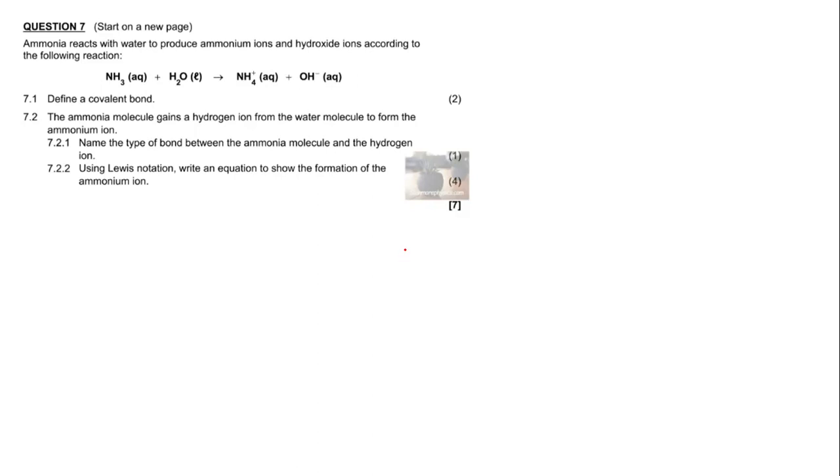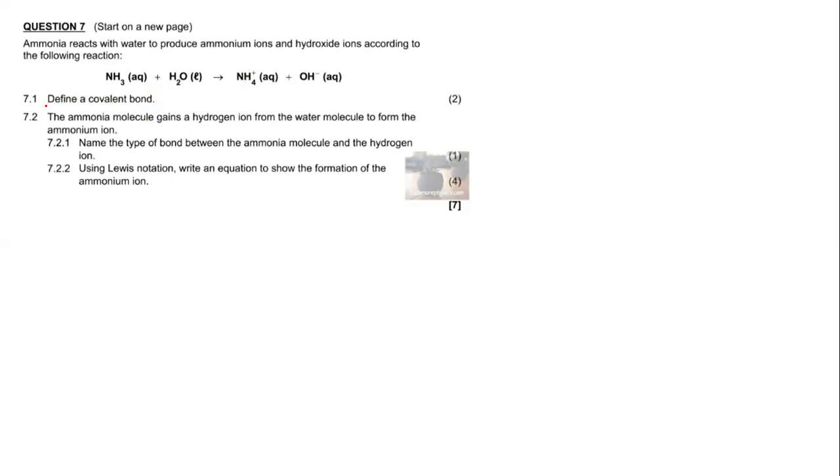They say to us, ammonia reacts with water to produce ammonium ions and hydroxide ions according to the following reaction. Now, this type of reaction can also be regarded as an acid-base reaction because you know that ammonia is a base, and water is an acid. In this case, water will act as an acid because you know that water can be an ampholyte, so it will have to donate its proton to ammonia, and then ammonia will accept that proton as a base to form these products, these ions that we see over here.